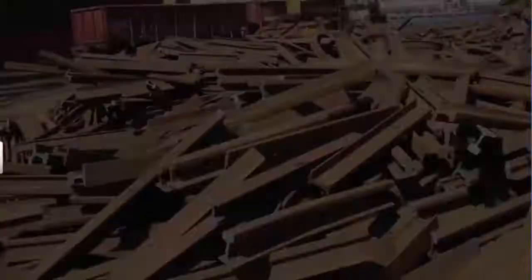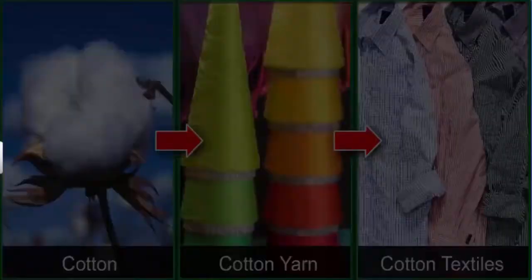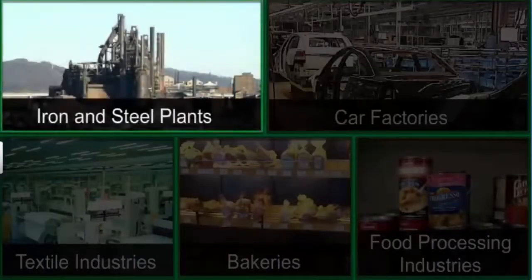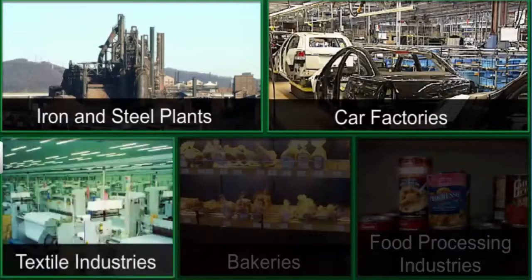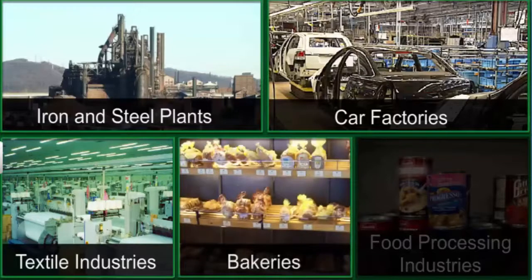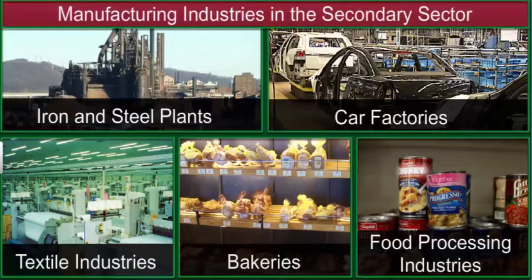For example, cotton yarn is manufactured using raw cotton. The cotton yarn is then used as raw material to manufacture cotton textiles. Industries like iron and steel plants, car factories, textile industries, bakeries, and food processing industries that manufacture finished products from primary material are called manufacturing industries in the secondary sector.